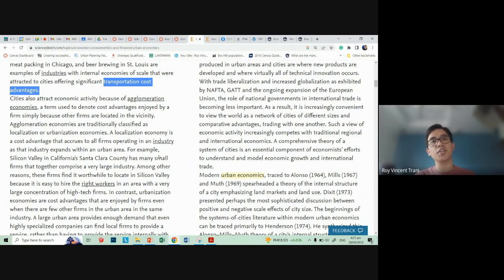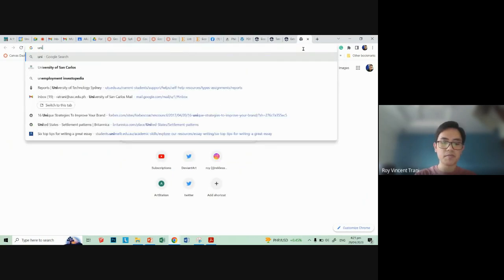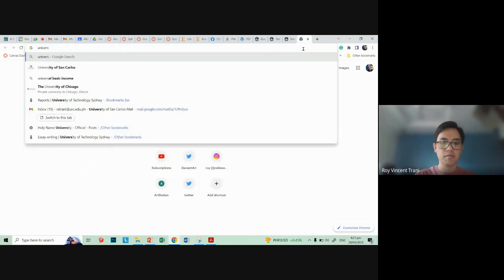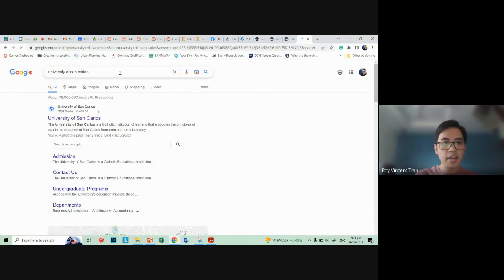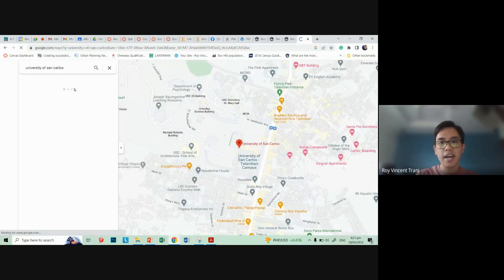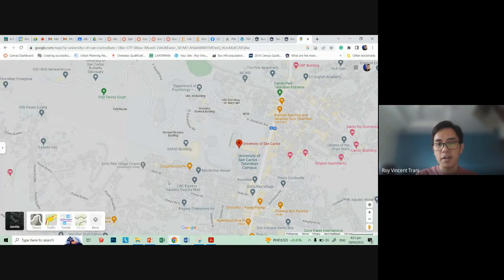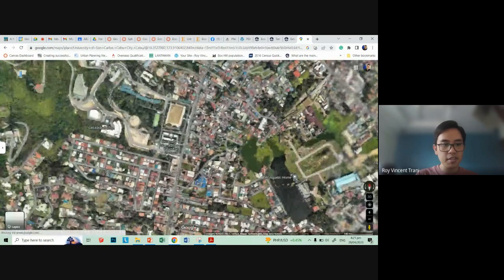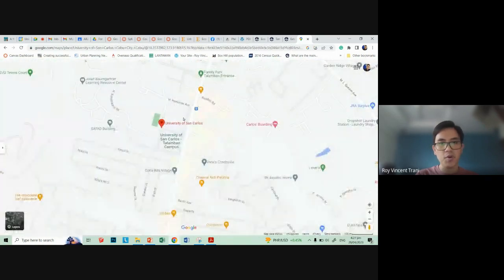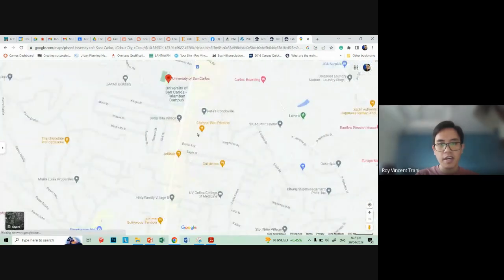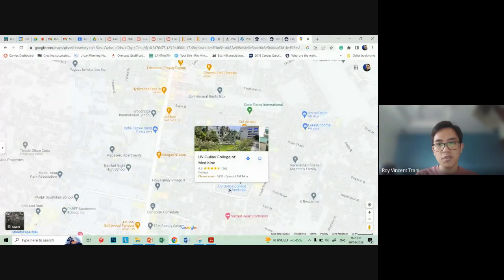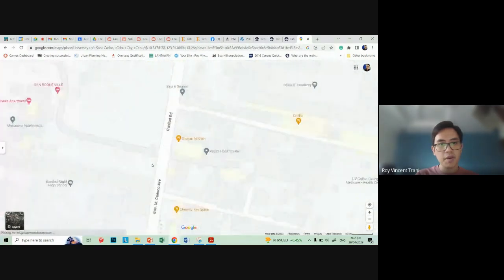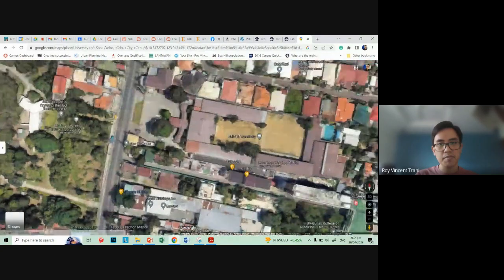For example, let's see, I'll think of a place. University of San Carlos. This area of the University of San Carlos is, I think, experiencing this phenomenon of localization economy, because in this area, I'll just switch to the map mode. You have the University of San Carlos. Then just a little bit further away, you have University of Visayas Gullas Medical College.